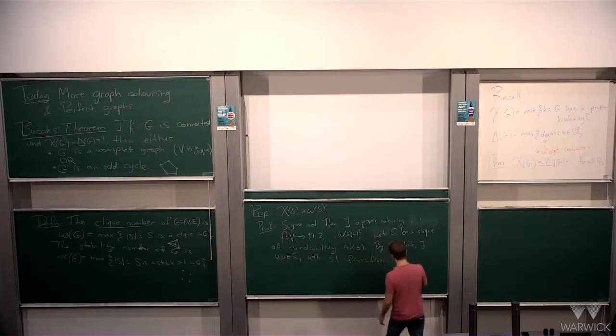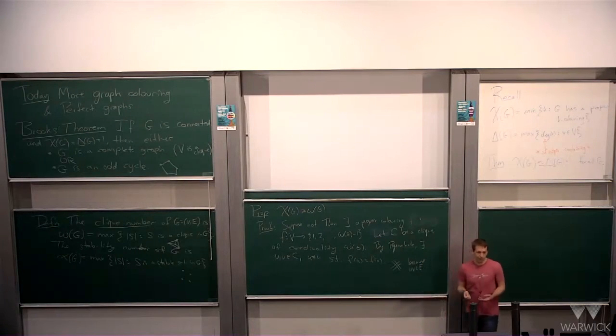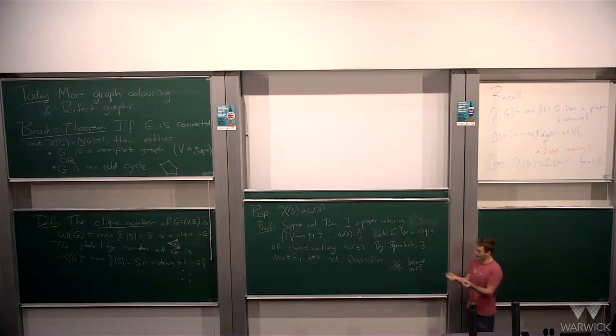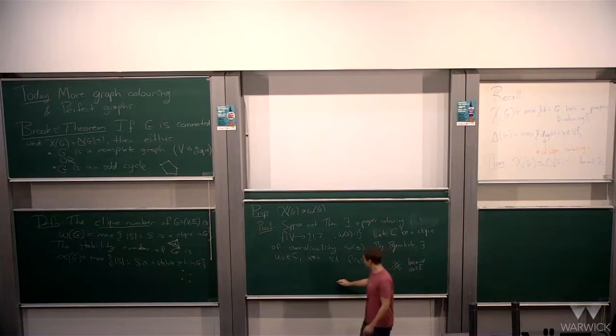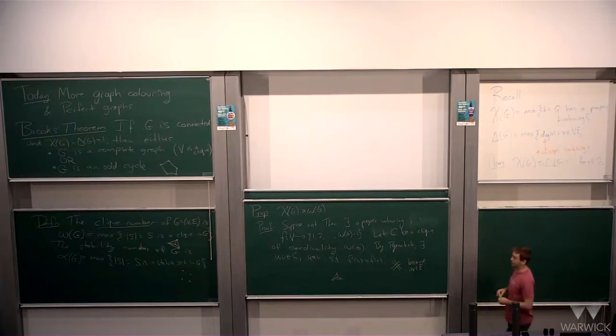But this is a contradiction, because by definition of a clique, we know that UV is an edge, but F is supposed to be a proper coloring. If you have two vertices joined by an edge, they're supposed to get different colors, but here we found that they got the same color. In some sense this is trivial. If you take, say, 4 vertices all connected together, you can't color them with 3 colors without making 2 of them the same color.